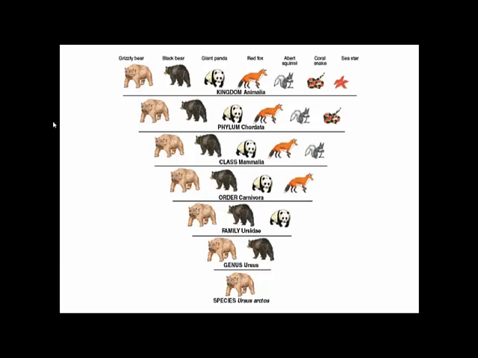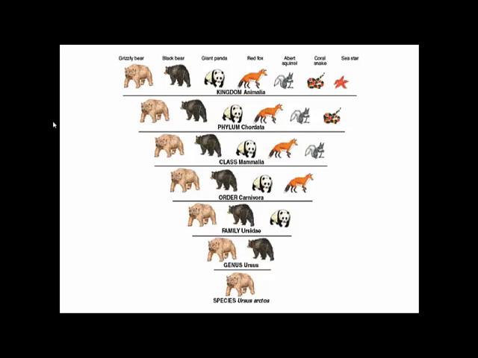So both the black bear and the grizzly bear are in the same genus, the genus Ursus. So they're very similar to each other. Obviously there are differences because they are different species. And so finally, once we get down to the species level, we're left with just one type of living thing. Ursus arctos is the scientific name for the grizzly bear.